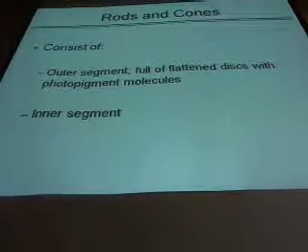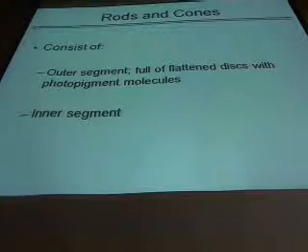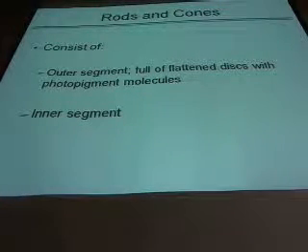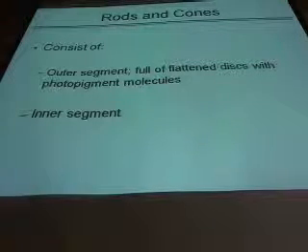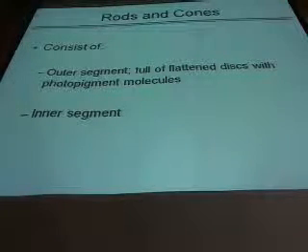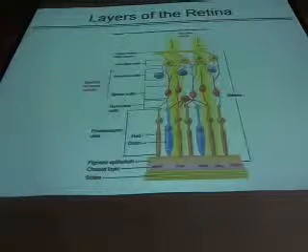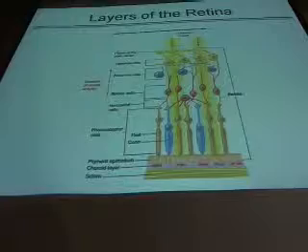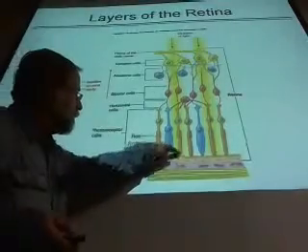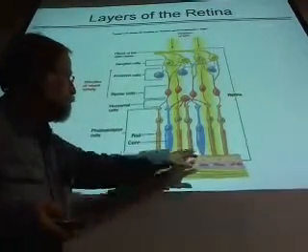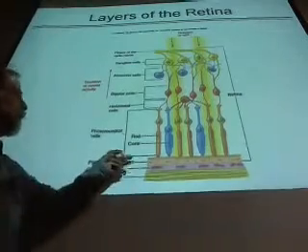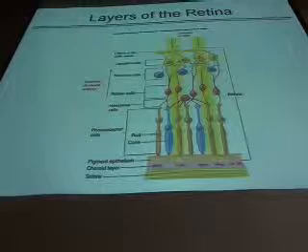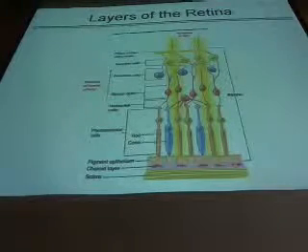Rods and cones. Remember, those are your photoreceptors. You have a lot more rods than you have cones. Outer segment of flattened discs with photopigment molecules. Here are your flattened discs down here. These wear out, they break off, they are phagocytized by the pigment epithelium, and then they're replaced.